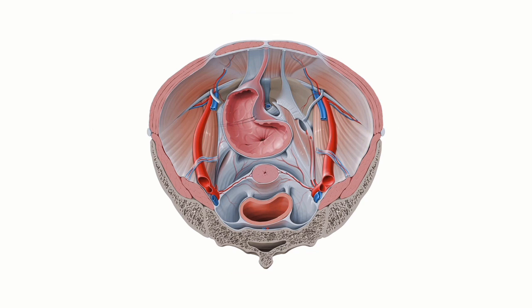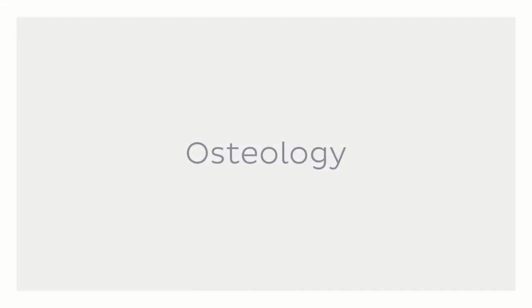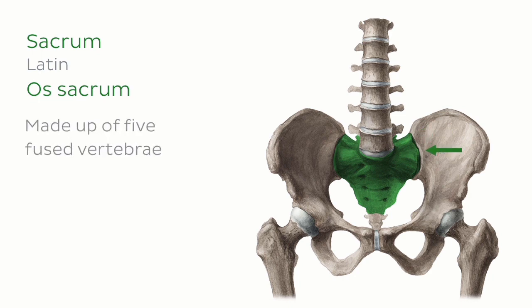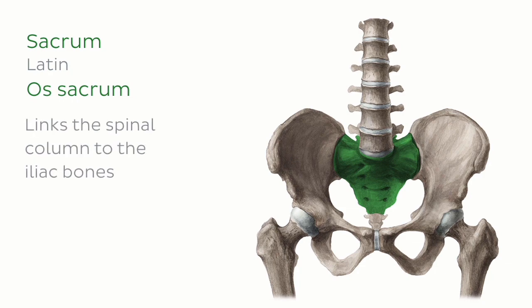As mentioned before, we're going to start with the osteology of the pelvis, and this will allow us to build the anatomical structures onto this and give us a better appreciation of the view and the pelvis as a whole. So the first osteological component that we're going to be looking at is the sacrum. Here we can see the sacrum from the anterior view of the pelvis, and as you can see, it is an irregularly shaped bone, and although it looks like a single bone, the sacrum is actually made up of 5 fused vertebrae and links the spinal column to the iliac bones of the pelvis.